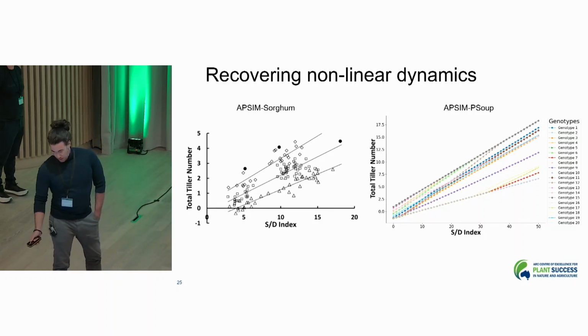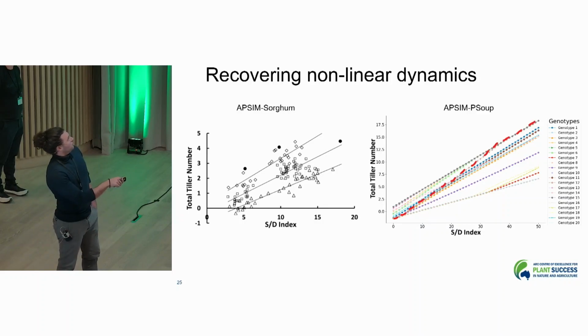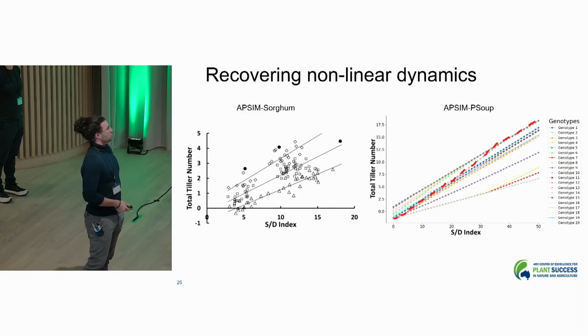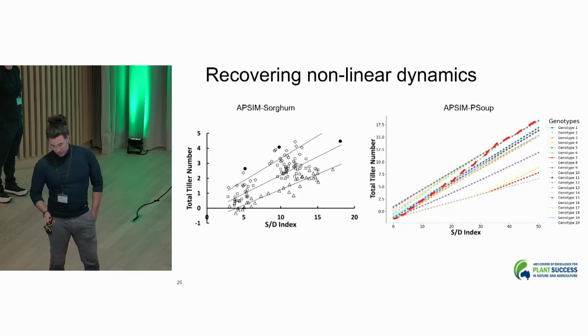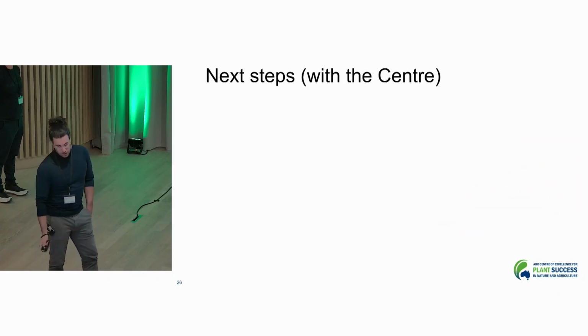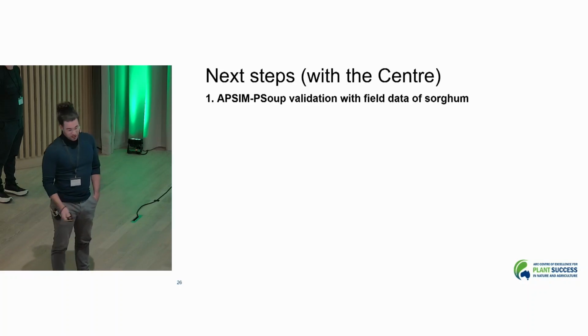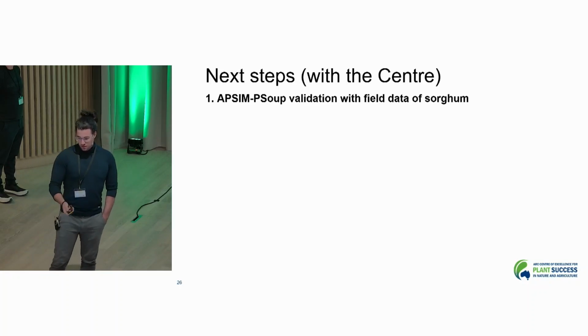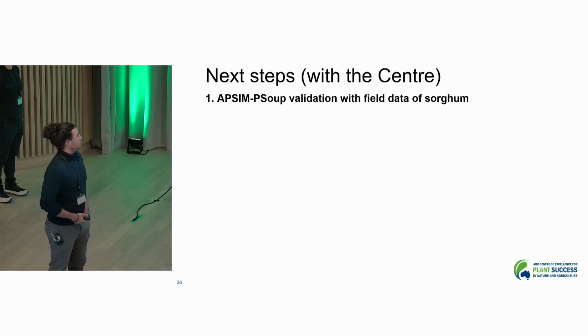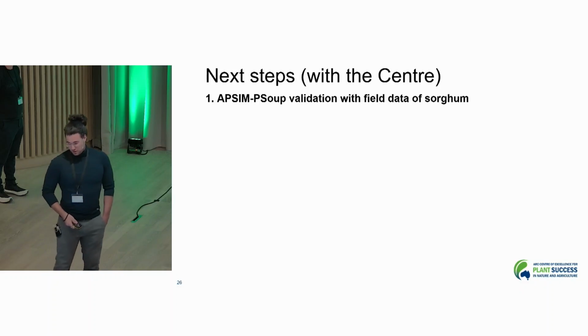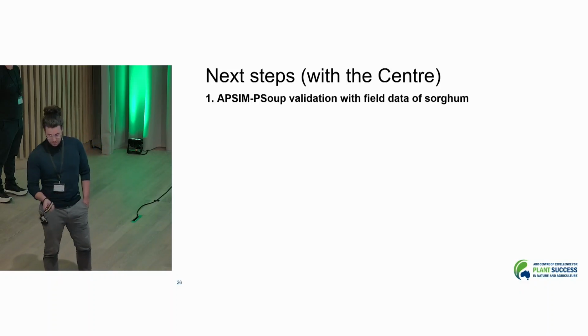And for example, if we see this genotype, it starts from very low, and it ends up being very high at a very high supply-demand index, which means in environments with high resources. So our next step is to validate this model with field data of sorghum, for which David Jordan does an experiment with different genotypes and in different environments.